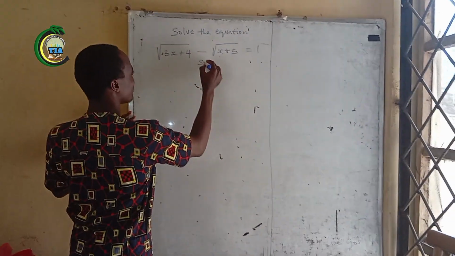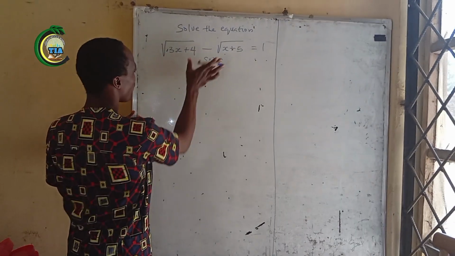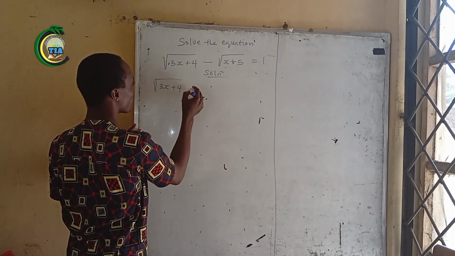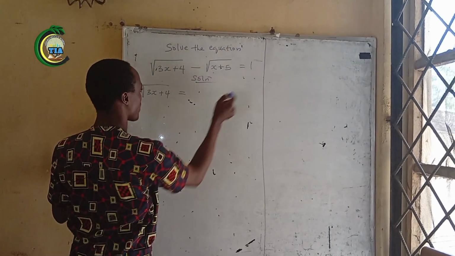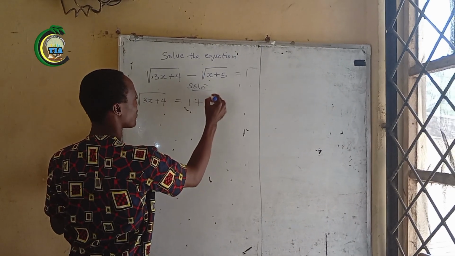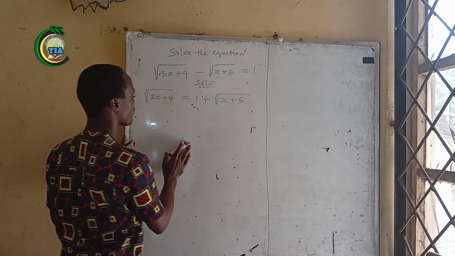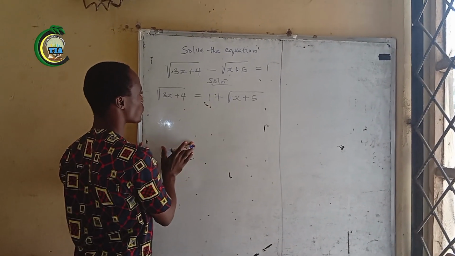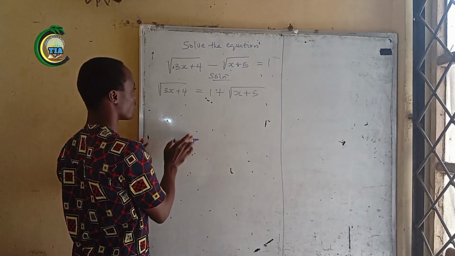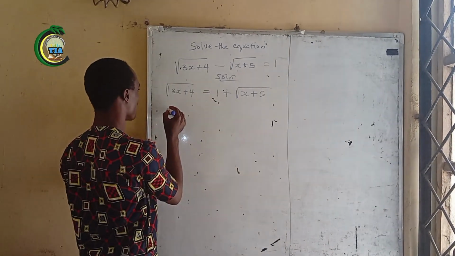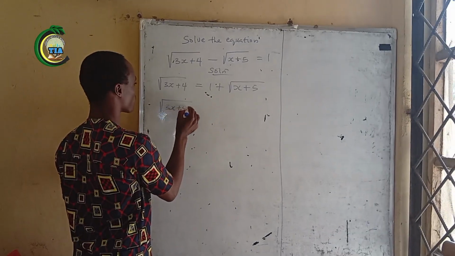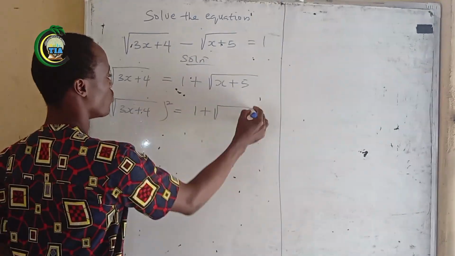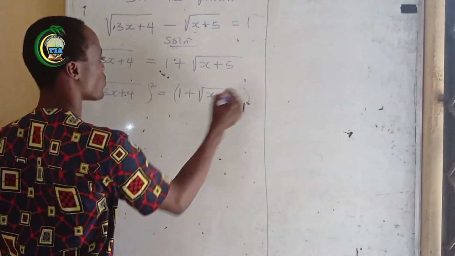So, solution. We want to solve this. We have root 3x plus 4 is equal to, let us move this to this side, 1 plus root x plus 5. The next thing we do is to square both sides of the equation. So when we square both sides, we have root 3x plus 4 all raised to power 2 is equal to 1 plus root x plus 5 all raised to power 2.